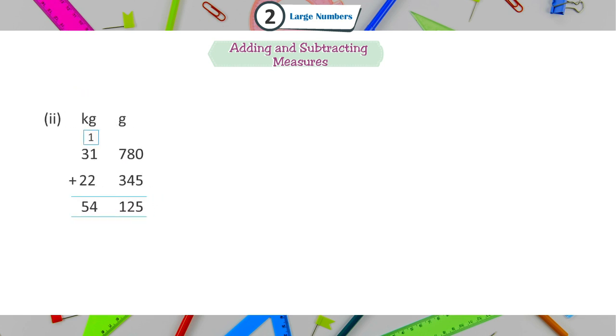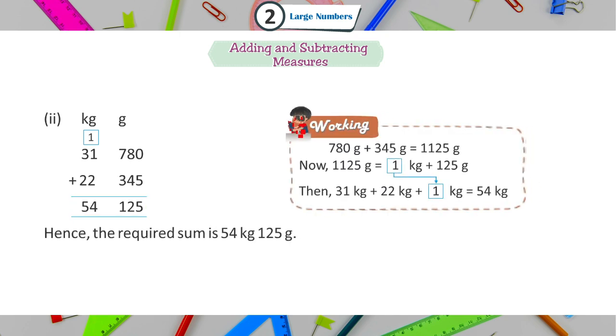2. 31 kilograms, 780 grams plus 22 kilograms, 345 grams is equal to 54 kilograms and 125 grams. Working: 780 grams plus 345 grams is equal to 1125 grams. Now 1125 grams is equal to 1 kilogram plus 125 grams. Then 31 kilograms plus 22 kilograms plus 1 kilogram is equal to 54 kilograms. Hence, the required sum is 54 kilograms and 125 grams.